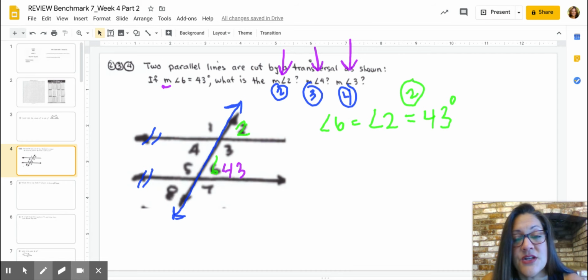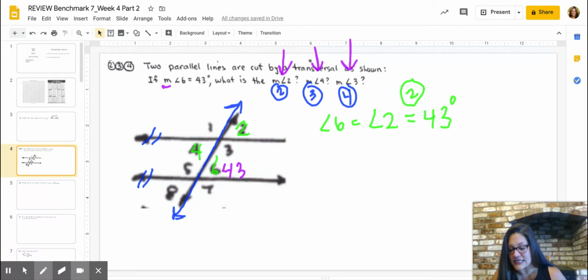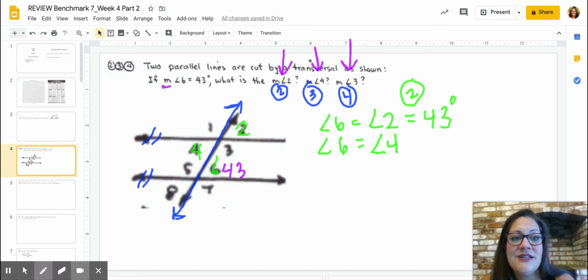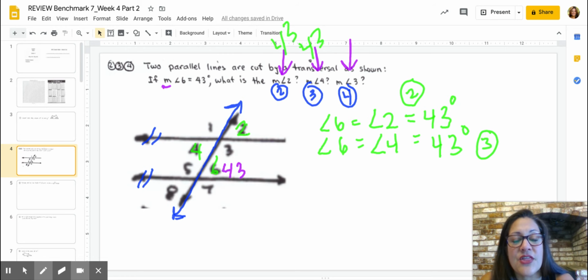Now we're going to look at number 3, and it's asking about angle 4. From angle 6 to angle 4, these are alternate interior angles. And here's what's really cool. Alternate interior angles are also equal. So angle 4 is also 43 degrees. That was for problem number 3. Angle 2 is 43 degrees.